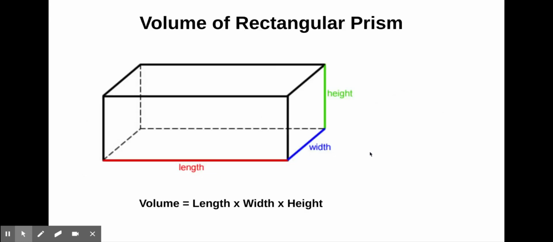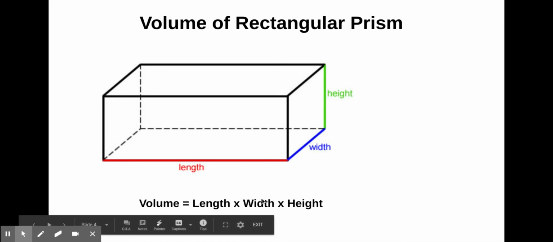Okay, let's talk about the volume of a rectangular prism. Well, you're going to have a length, a width, and a height. And to figure out the volume of this shape here, you're going to multiply the length times the width times the height.